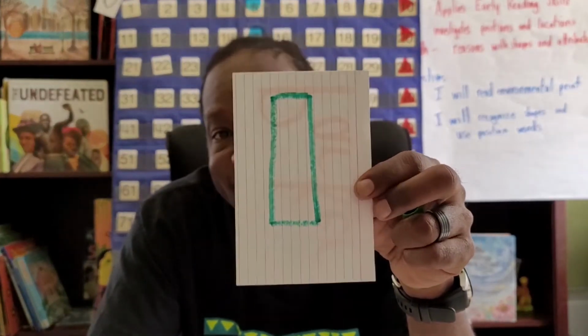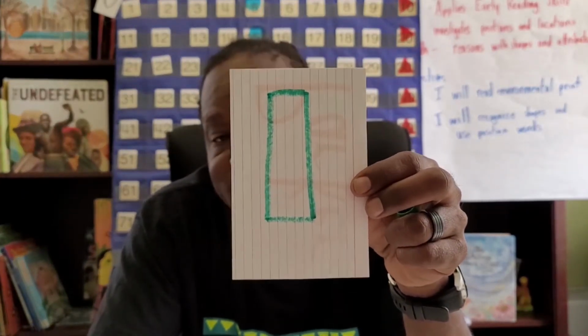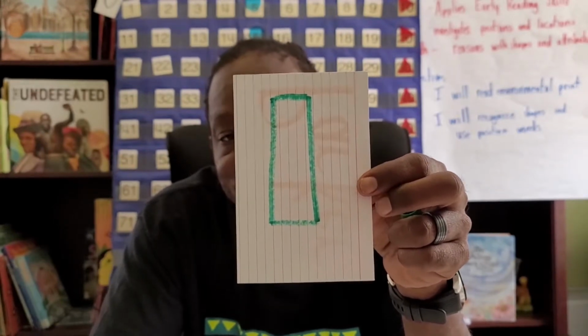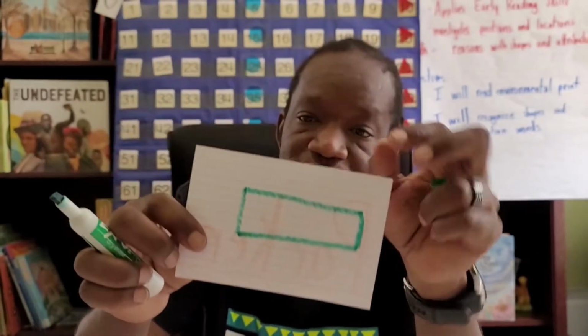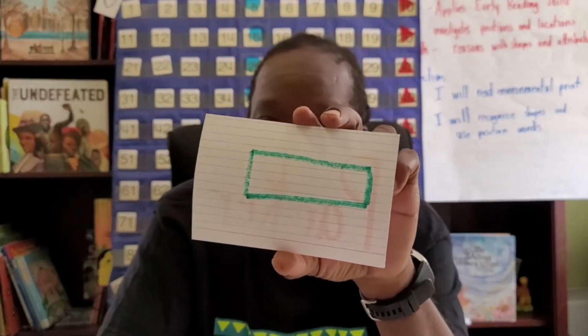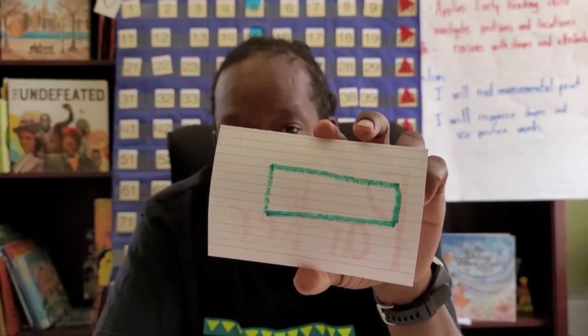Right, a rectangle. This is a rectangle. You can put it that side too. This card is a rectangle as well. Rectangle. Okay. Do you have any rectangles around?